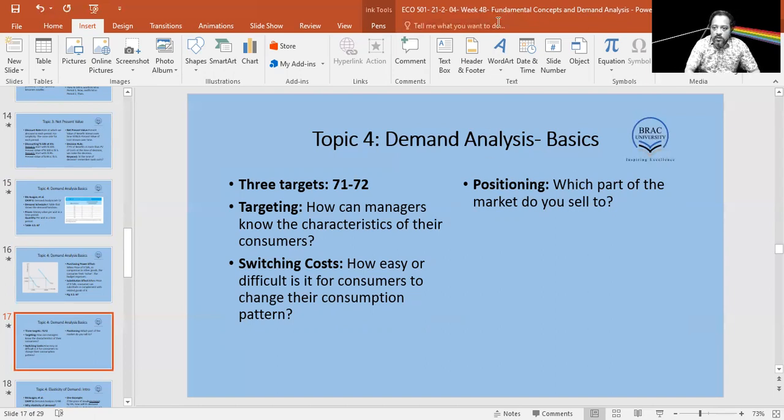So this brings us to the end of part 3. And in part 4, if we can finish it tomorrow, great. Otherwise, we'll have to roll it over to the next week. We will introduce a concept called elasticity of demand.